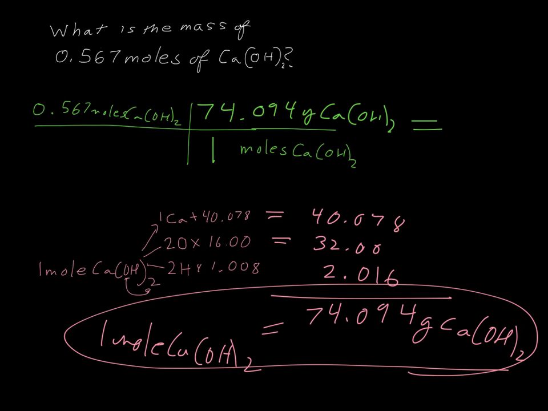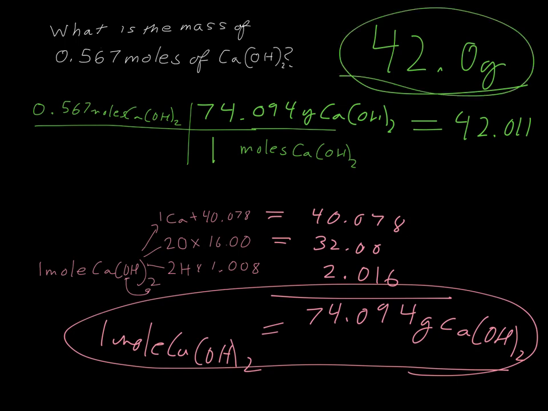and 0.567 times 74.094, and I get 42.011 coming off my calculator. However, if we look at our sig figs, we've got 1, 2, 3 sig figs here, so 1, 2, 3. So my answer should be 42.0 grams. Chemistry's easy, life is hard, yes?